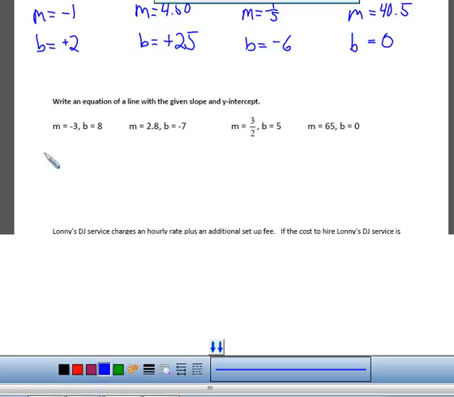Okay, now we're going to take all of this and put it in equation form. So if we're given m and b, write an equation. Y equals -3x, there's my m, plus 8. I think this is pretty simple. I think the video is getting a little long, so I think you can do the next 3 on your own. And I want you to try to answer the one below.